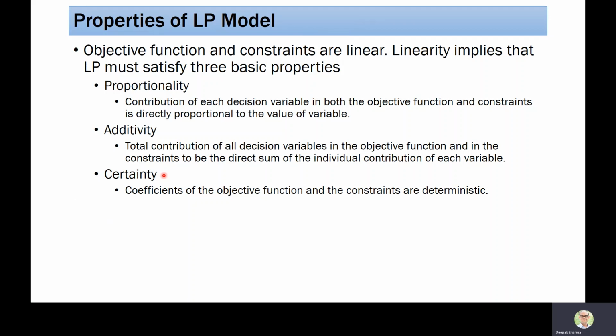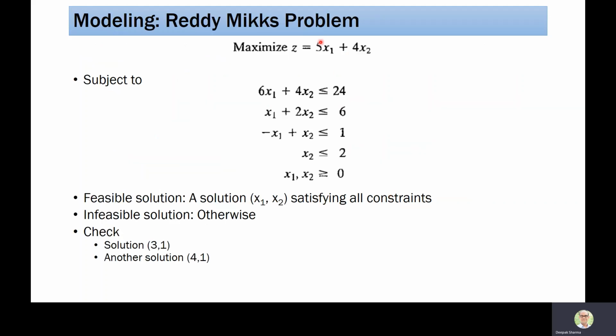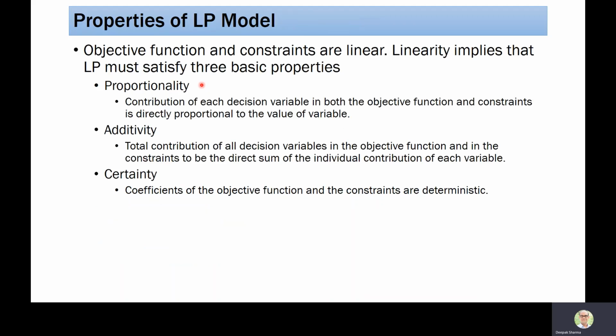Similarly, certainty. Certainty means the coefficients of the objective function and constraints are deterministic. Like the numbers 5, 4, 6, 4, here it is 1, here it is 2, minus 1 and 1. All of them are deterministic, meaning they are not going to change during the formulation as well as in finding the optimal solution.